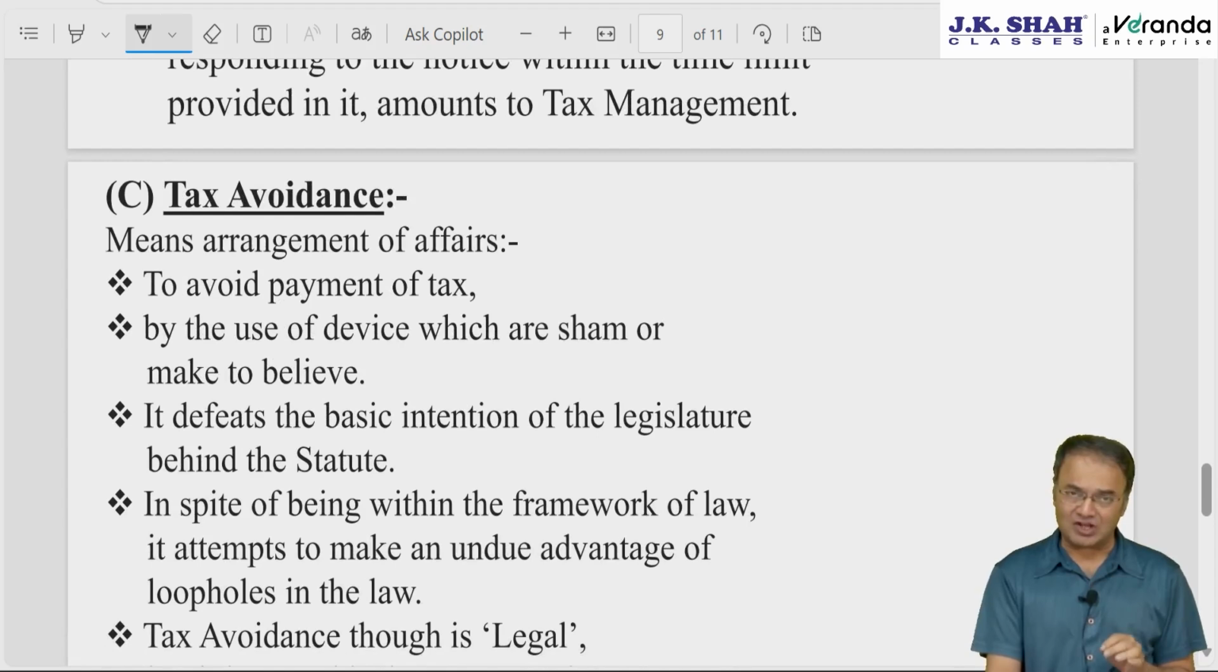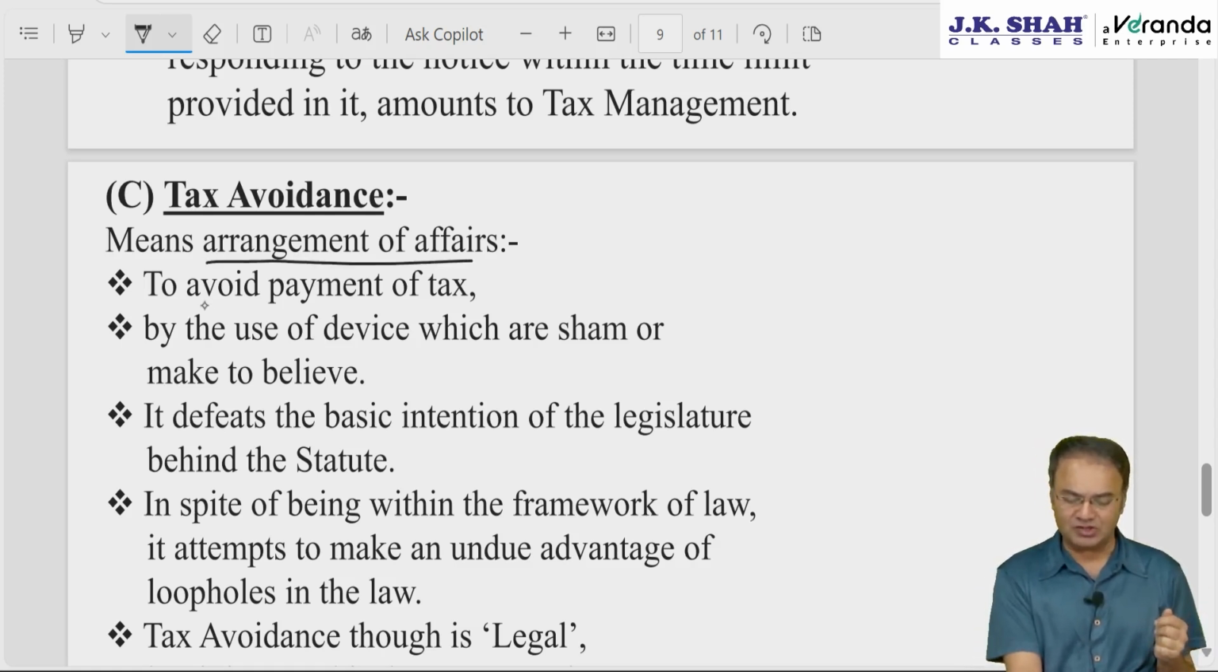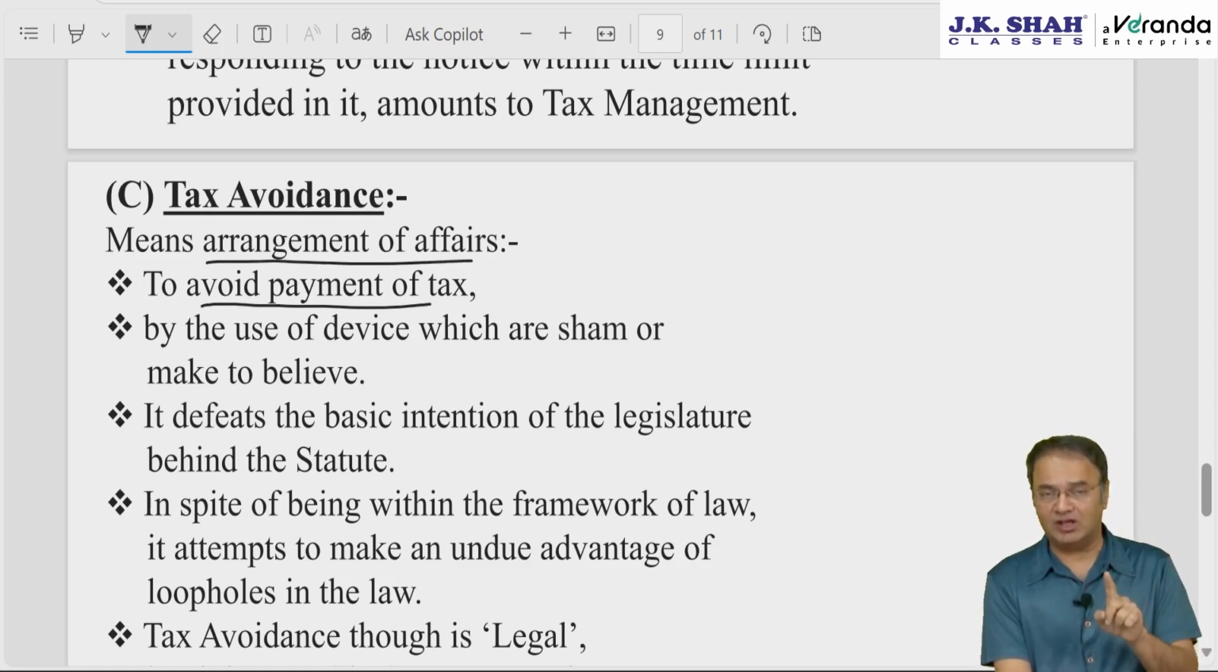On the other hand, tax avoidance, which is a smart way, tax avoidance basically means finding out the loopholes under the Income Tax Act and taking undue advantage of those loopholes. Arrangement of affairs to avoid payment of tax. Avoiding payment of tax in a legal way. Tax avoidance is totally legal, but it is unethical, meaning thereby this was not the intention of government.